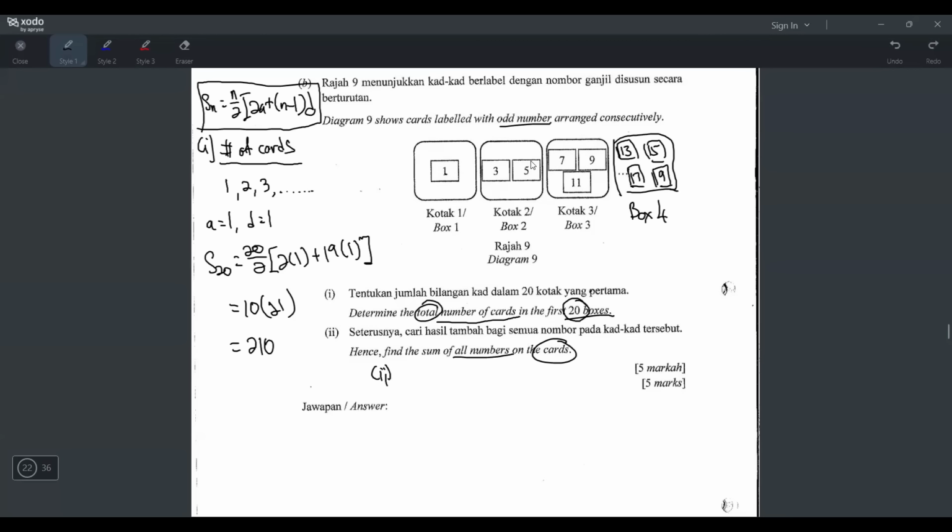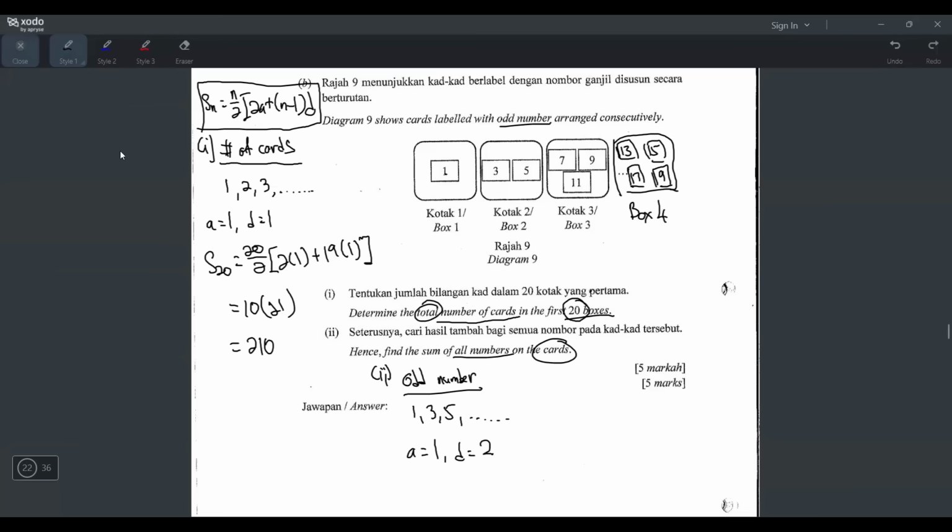So what I have to do now is form a new progression. Excuse me, I cannot use the previous progression because that one is for the number of cards. So now I have to form another progression using the odd numbers, because all these cards are labeled with odd numbers. So the terms will be 1, 3, 5, and so on. If I write like this, my a is still 1, but my d is 2, because every time you want to get to the next term, you have to plus 2, plus 2, plus 2. 1 plus 2 is 3, 3 plus 2 is 5, 5 plus 2 is 7, and so on.